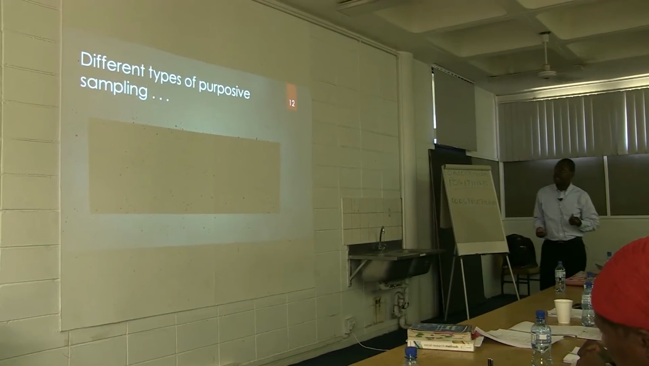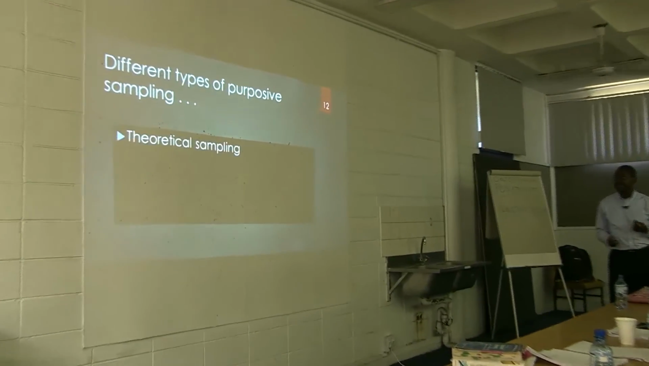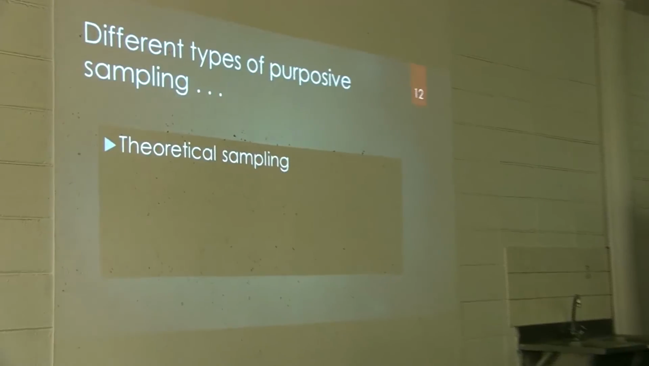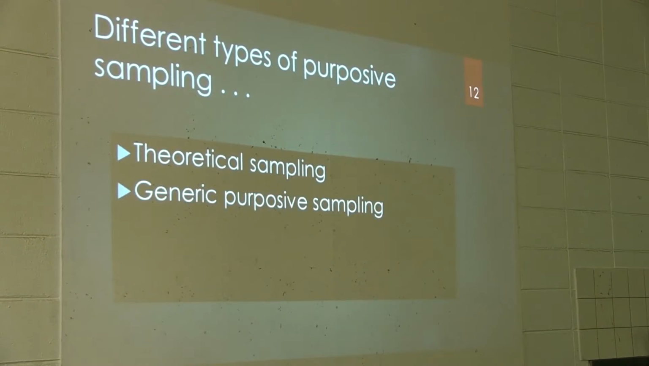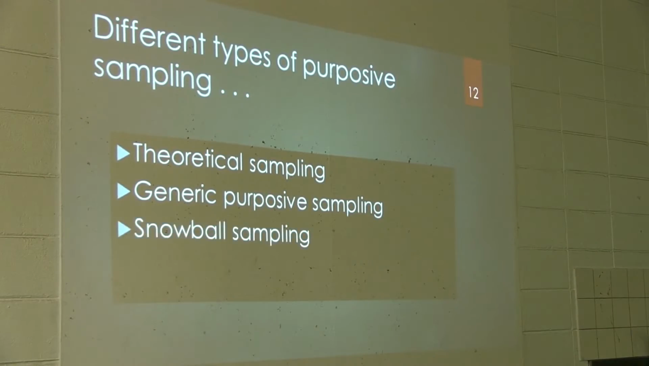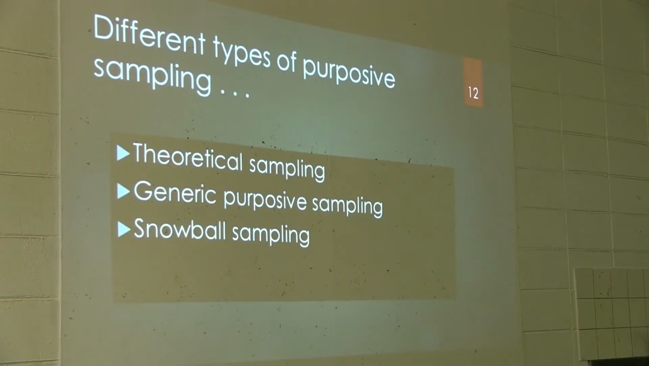Different types of purposive sampling. There are different types. Theoretical sampling, and you need to understand that. Generic purposive sampling, you need to understand that. Snowball sampling, you need to understand that. So there are different ways that you can do purposive sampling. It can be theoretical sampling, it can be generic purposive sampling, and it can be snowball sampling. Okay?